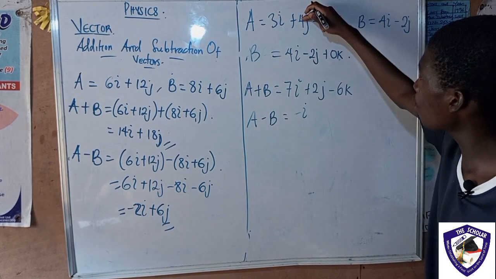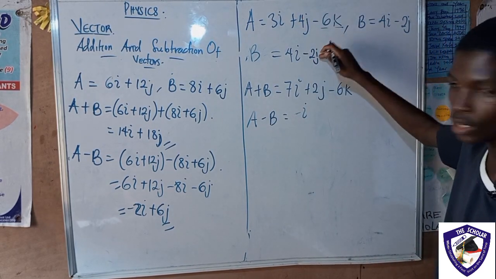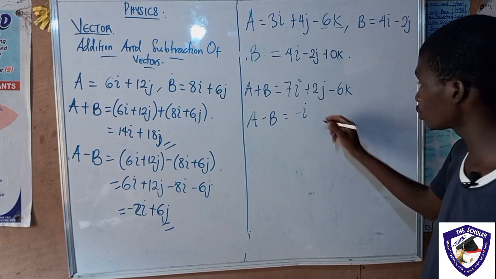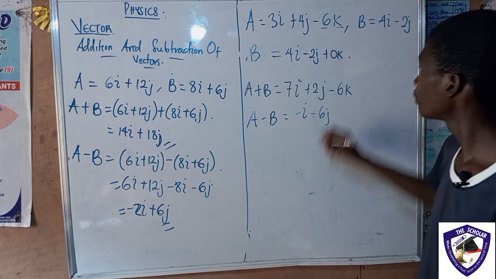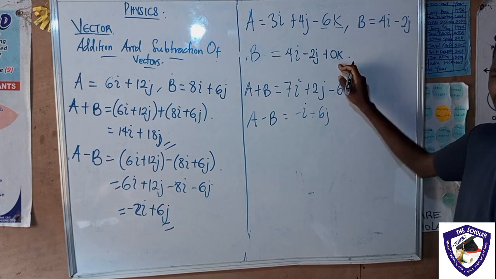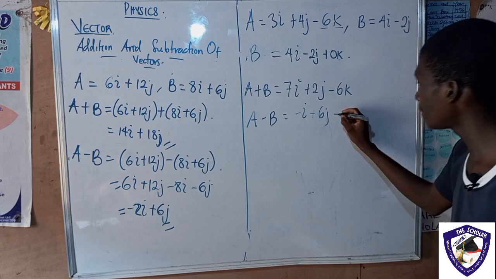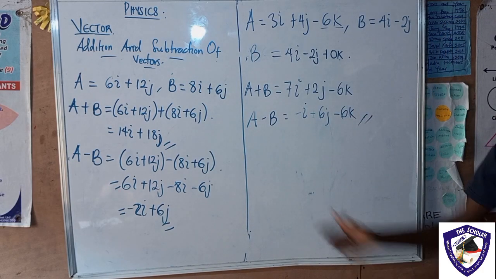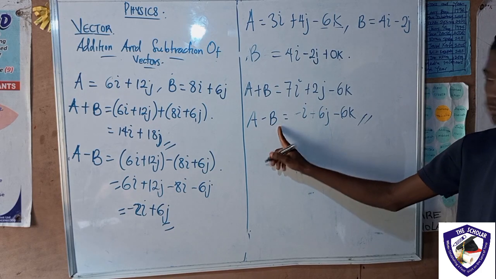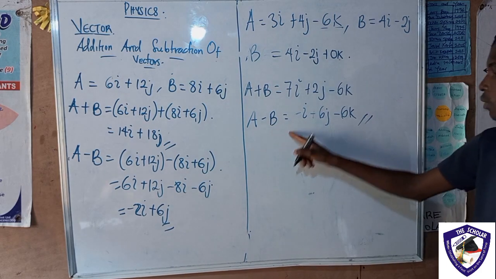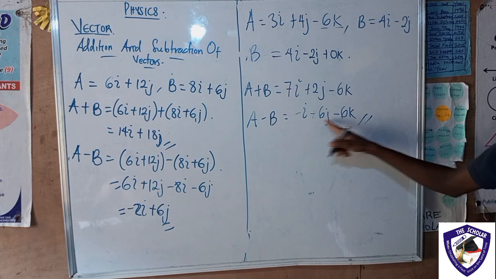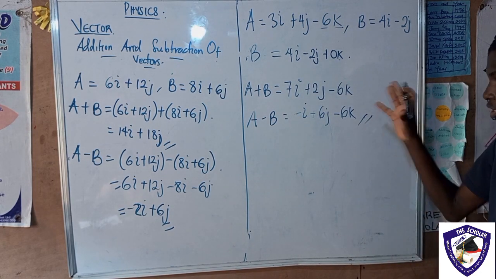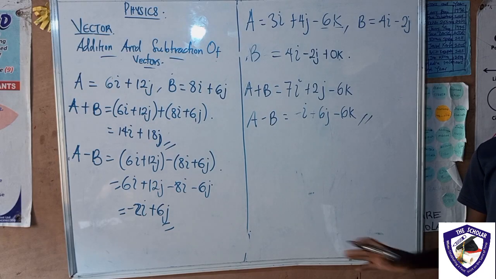Then 4j minus 2j, that is 4j plus 2, which is what? Plus 6j. Then the last one, minus 6k minus 0k, that's what? Minus 6k. And this is how to subtract two vectors from one another. You can see, we subtracted vector B from vector A, and we have our result here: minus i plus 6j minus 6k. And this is how to solve addition and subtraction of vectors.